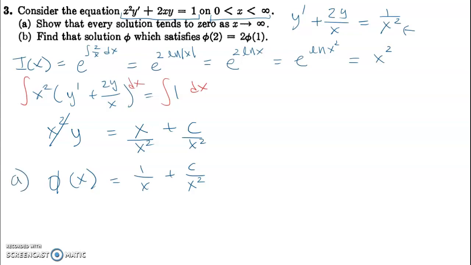Part A asks, show that every solution tends to 0 as x goes to infinity. So probably from calculus 2, we know that if we apply the limit as x approaches infinity, this value is going to approach 0. Likewise, this value is going to approach 0. So 0 plus 0 ends up being 0, which shows that every solution tends to 0 as x gets bigger and bigger.